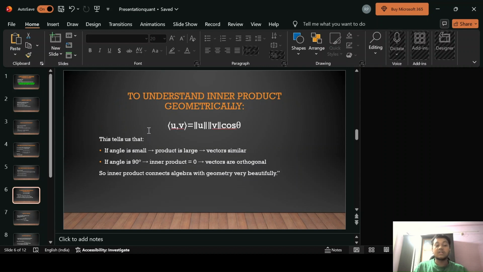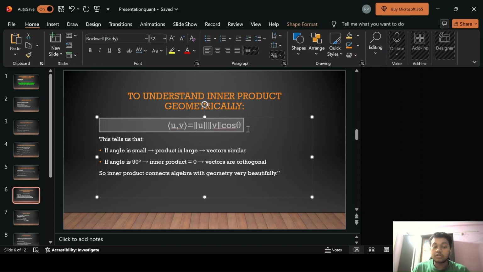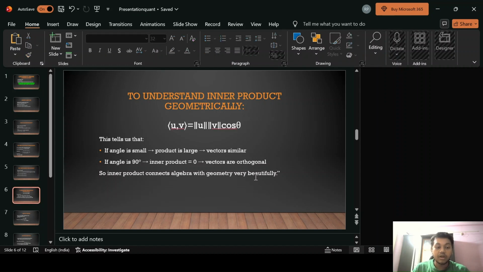Now we'll see how we can understand the inner product geometrically. This is the formula for geometrical representation of inner product. This tells us that if angle is small, product is large. If angle is 90, the inner product would be 0. It means vectors are orthogonal. So, inner product connects algebra with geometry.